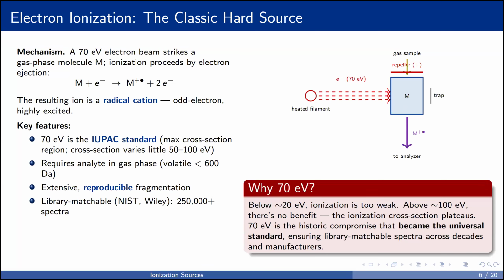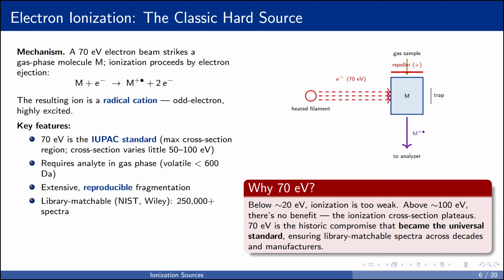The result is a molecular radical cation, M plus dot with a plus charge, which has lost one electron and therefore has an unpaired electron. That's the radical part. And it's crucial to the fragmentation chemistry we'll study in Lecture 4.